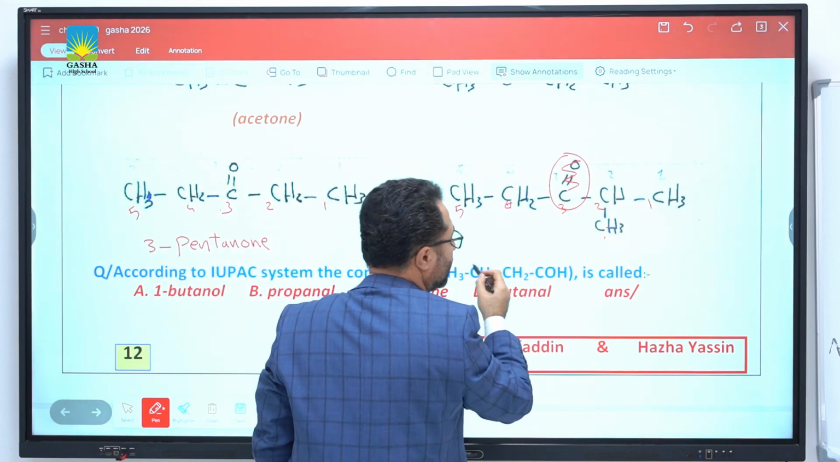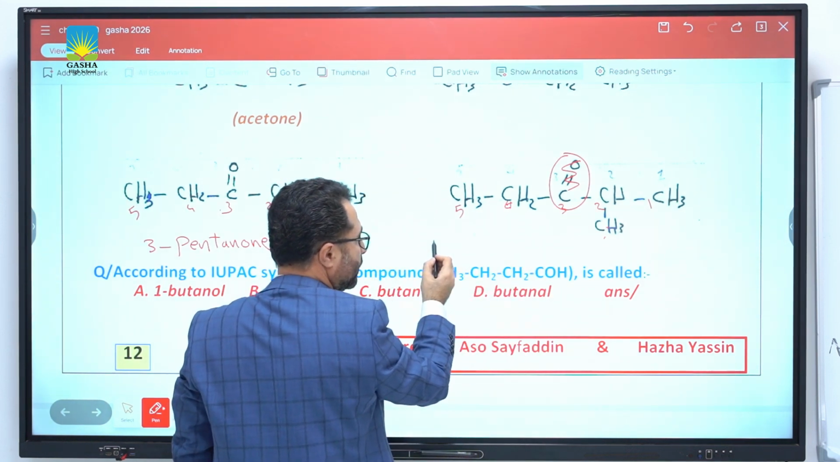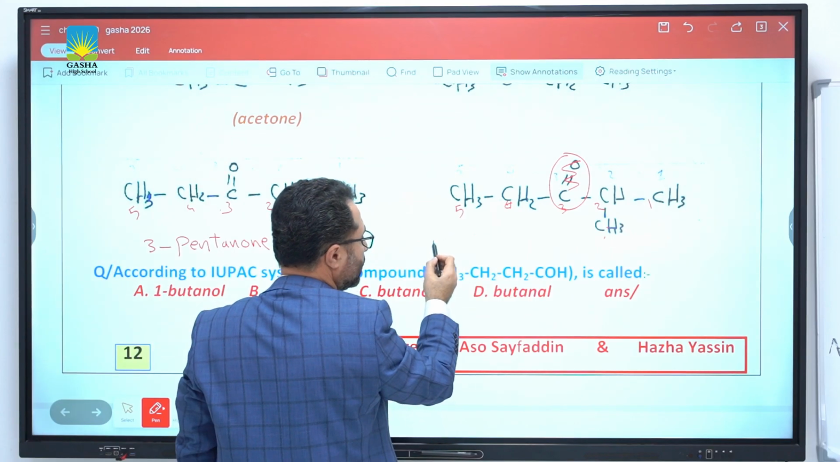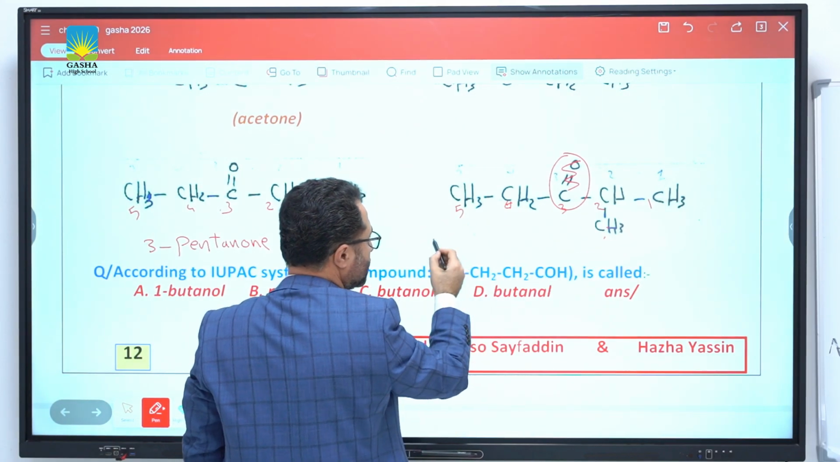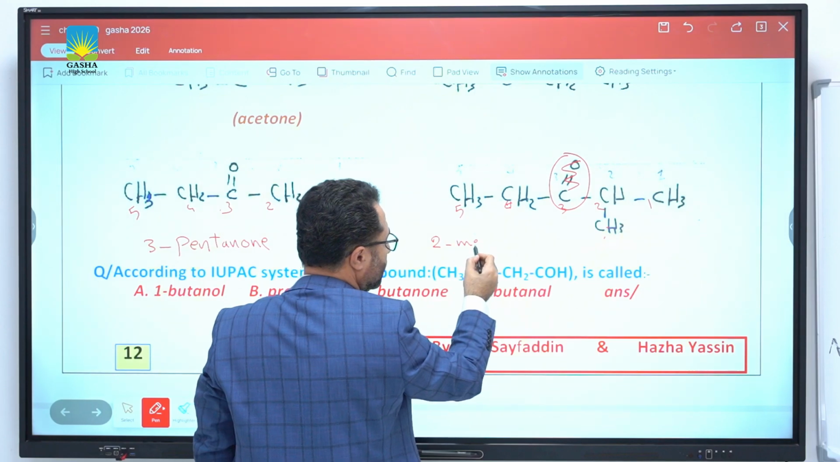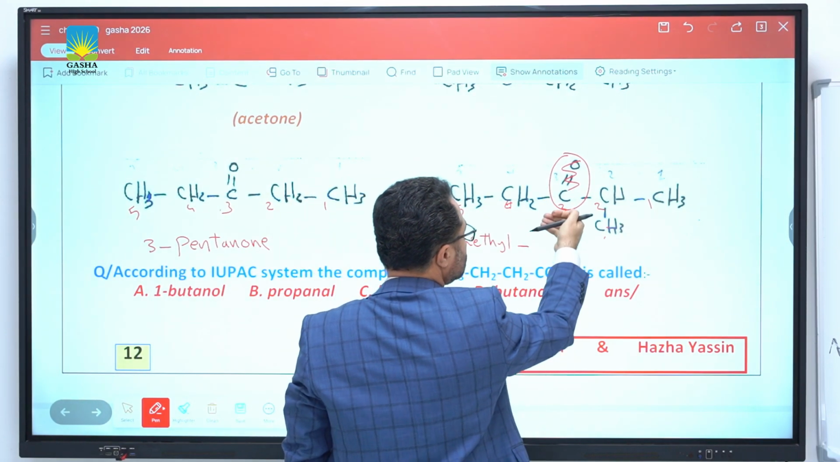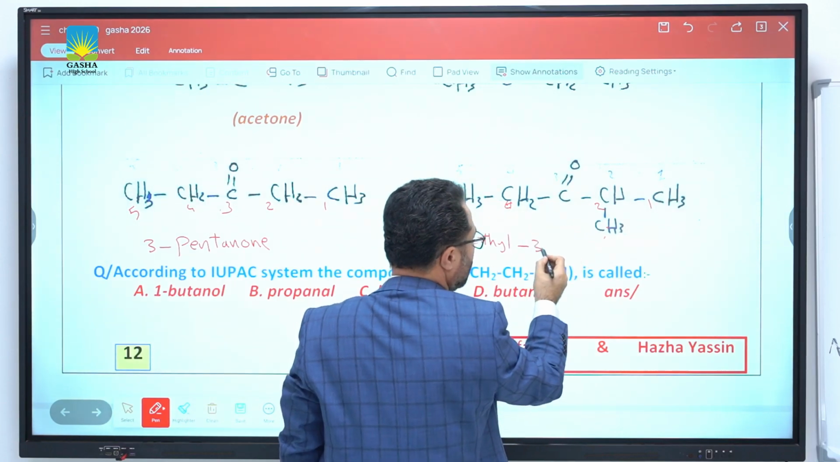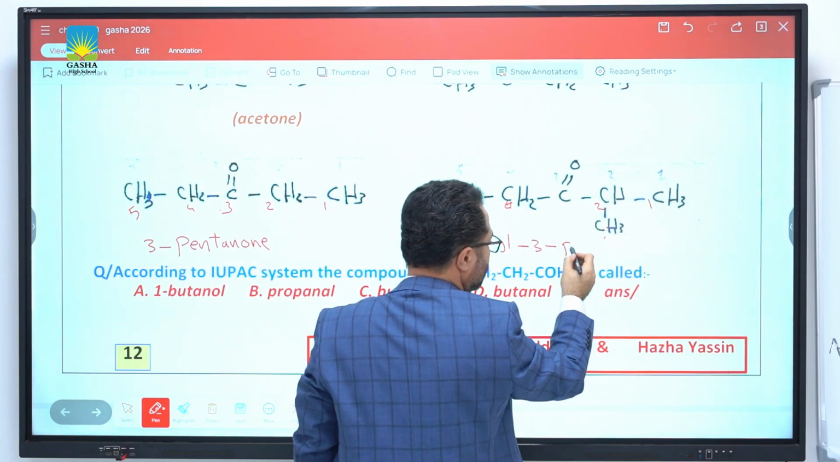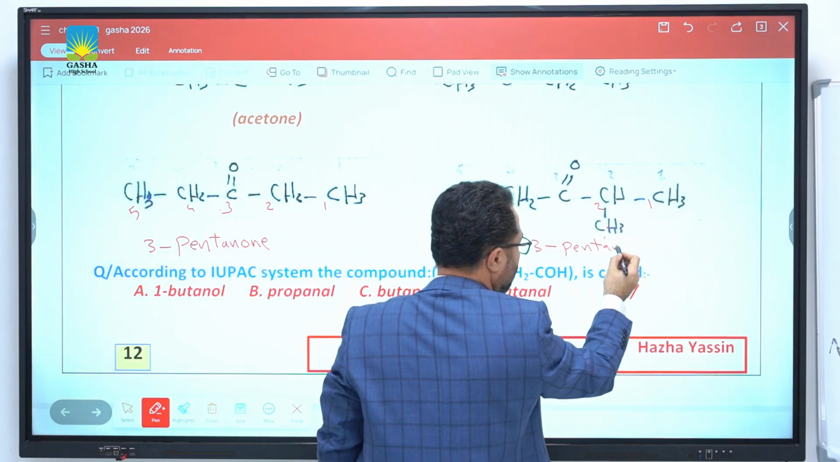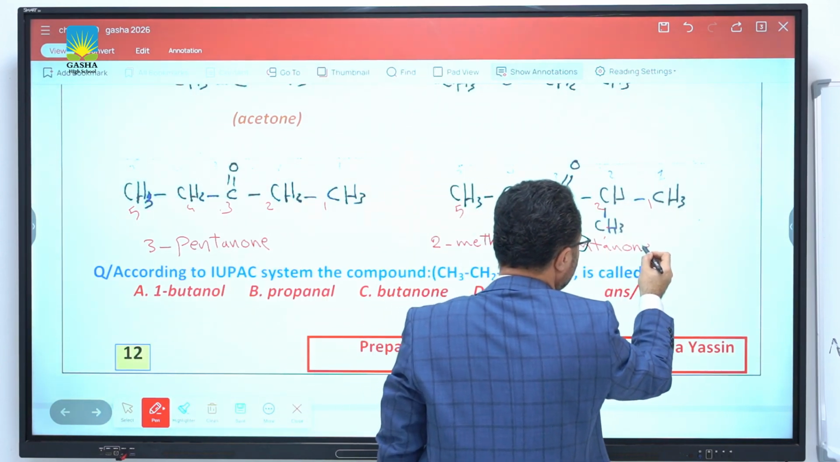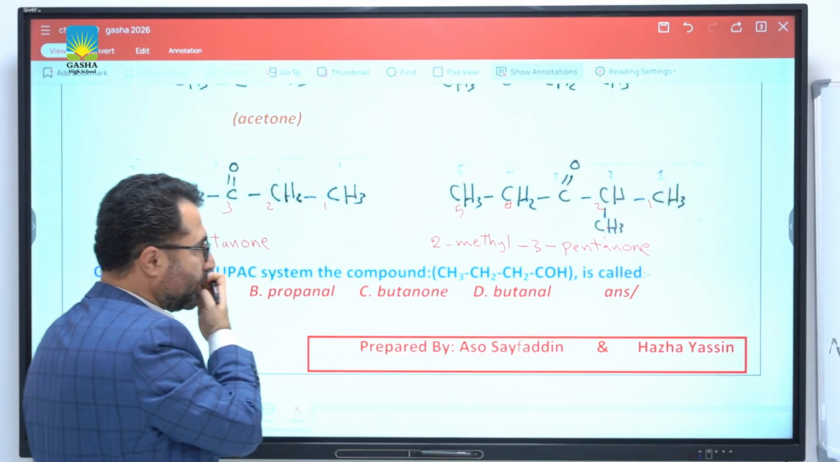1, 2, 3, 4, and 5. We have to write the name, the number, and the name of the groups or the branch. It's 2-methyl, and the location of CO is 3, so we write 3. The name of the parent is pent. It's pentane, and add -ol to make pentanol.